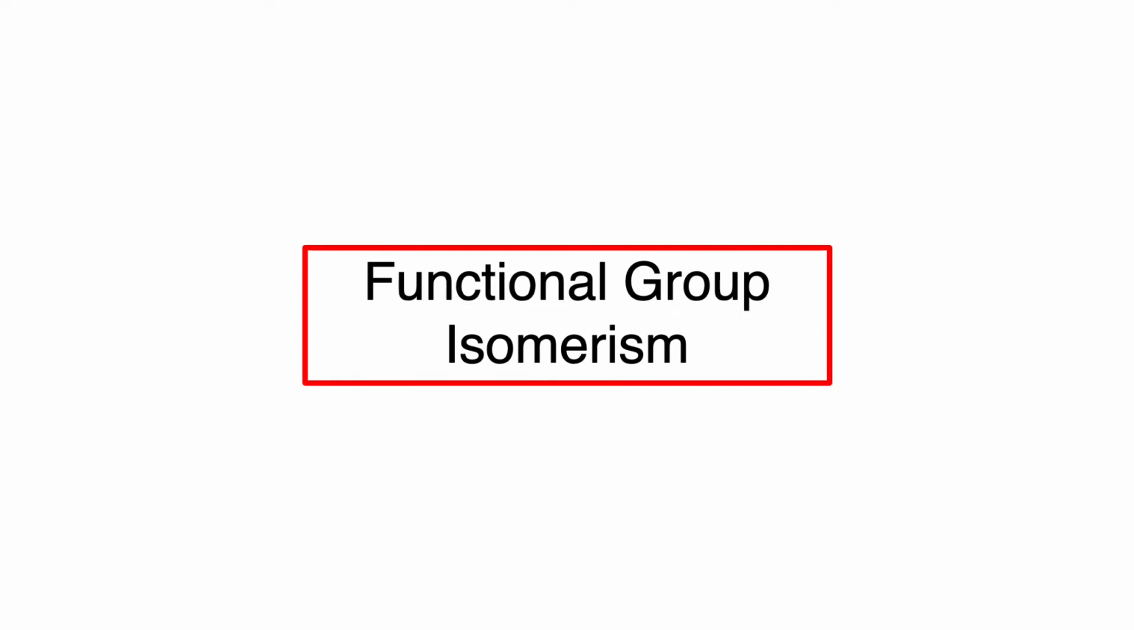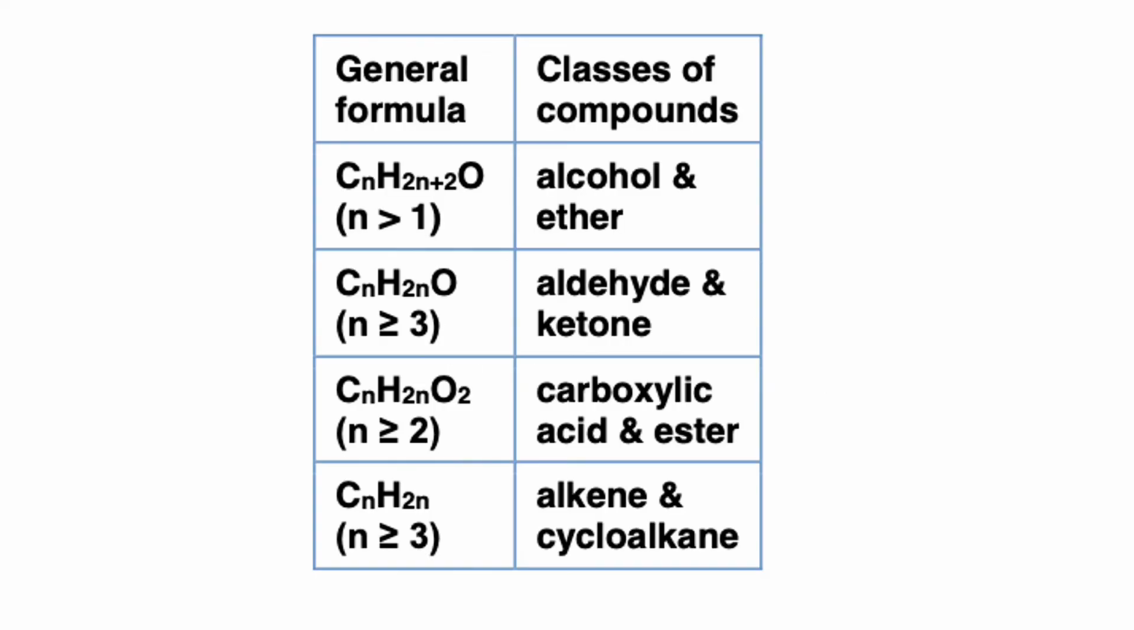Okay, so what is functional group isomerism? So functional group isomerism, they will have a different functional group. Okay, kita ada dua molecules. They have the same molecular formula, but they have different functional group. Okay, however, not all functional groups can have functional group isomerism. So as you can see in these tables, actually there are only four pairs of functional groups or classes of compound that can form functional group isomerism.